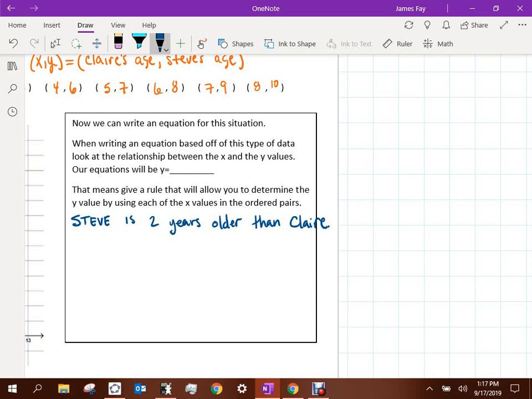If I read that, who does that tell me the most information about? Or who is that statement saying the most about? It's saying the most about Steve, right? All the information about Steve.